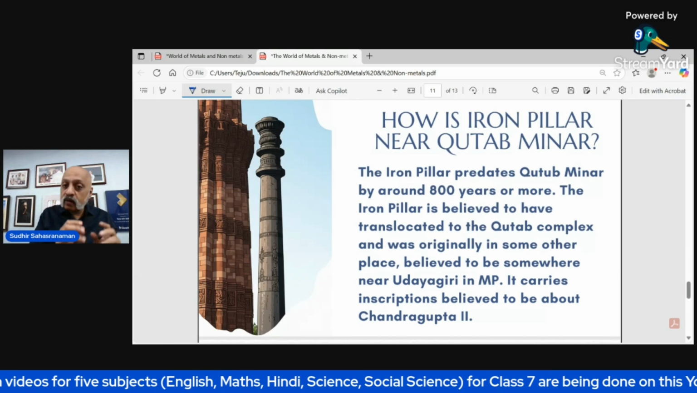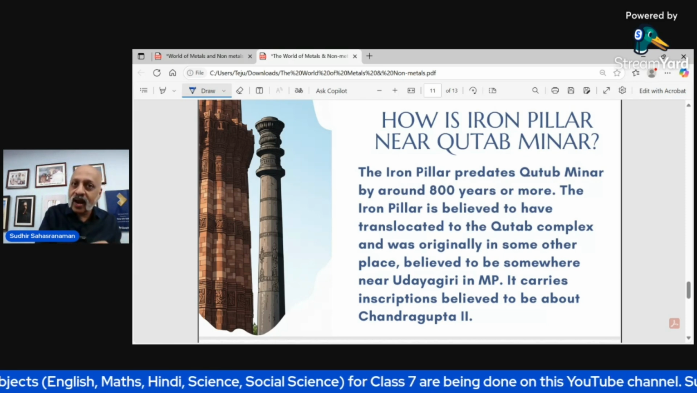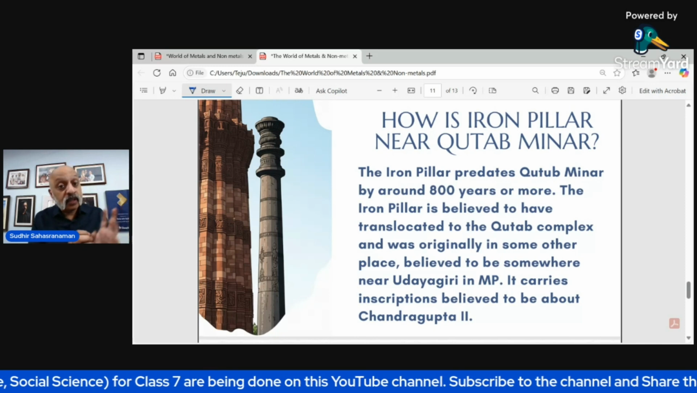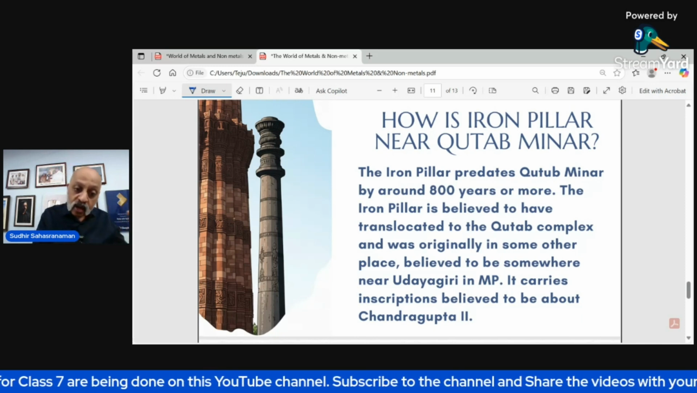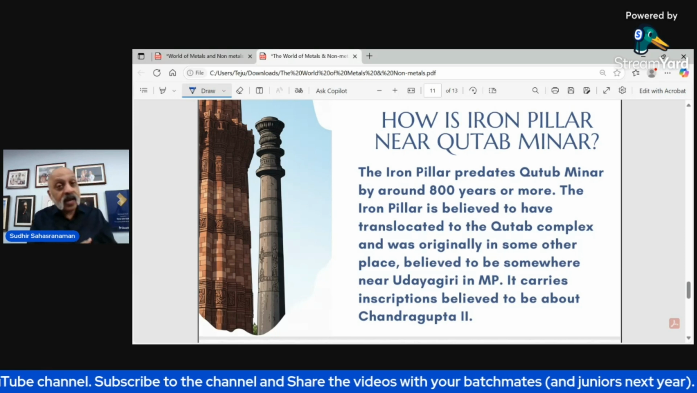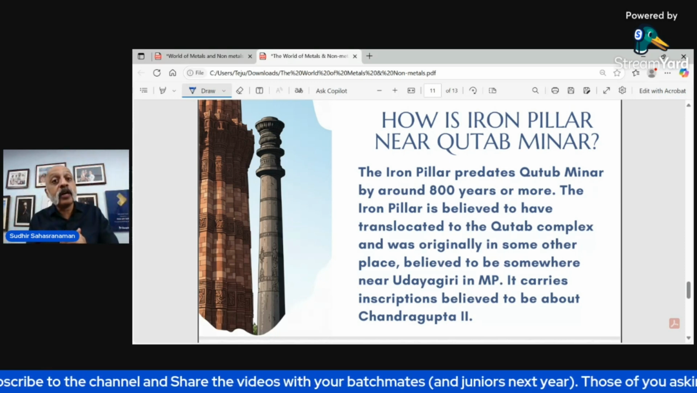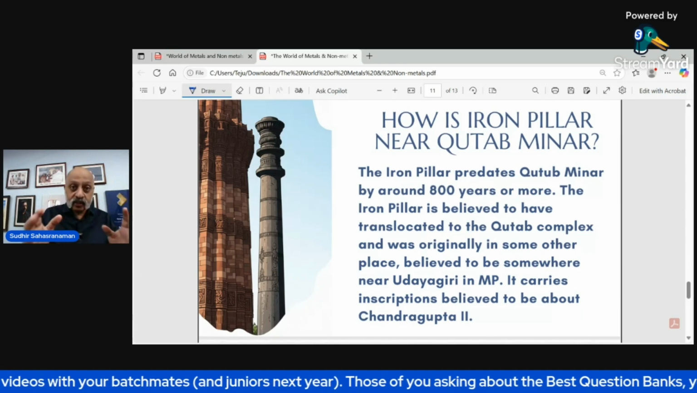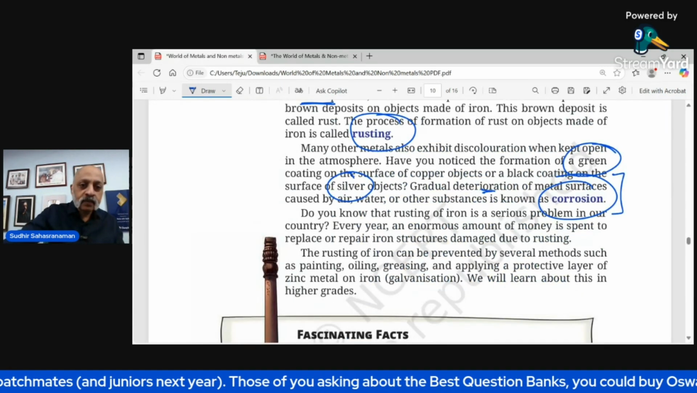So the iron pillar was actually not initially there near the Qutub Minar. It was located near Udaygiri in modern day Madhya Pradesh, and the inscriptions there are of Chandragupta Maurya. From there, this iron pillar was transported to the Qutub Minar complex and put there. So that is the story behind the iron pillar.